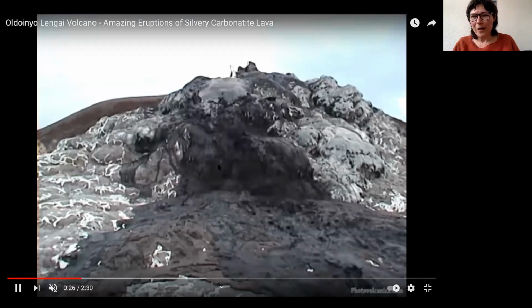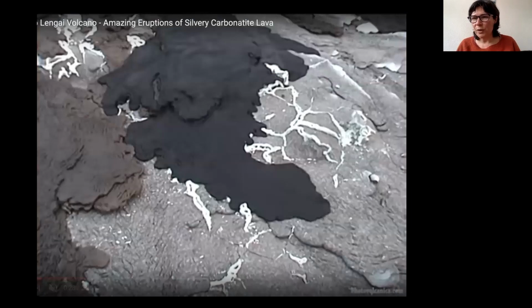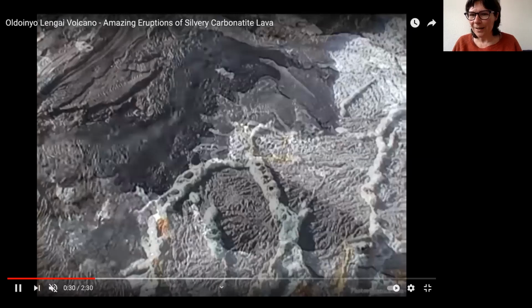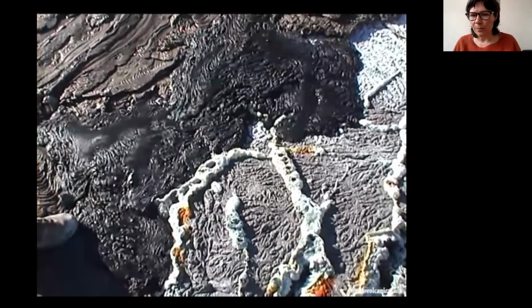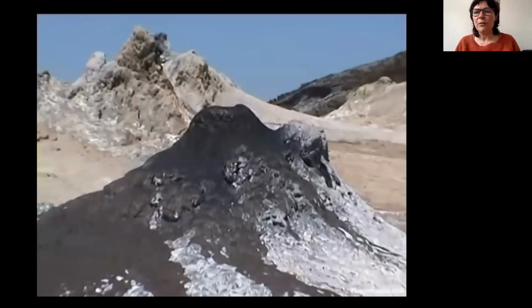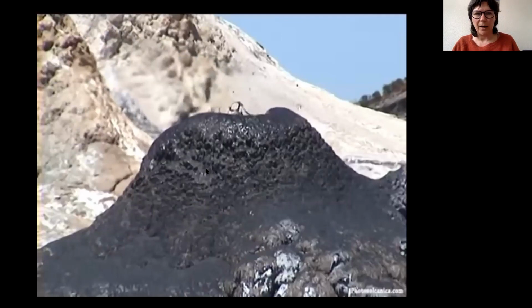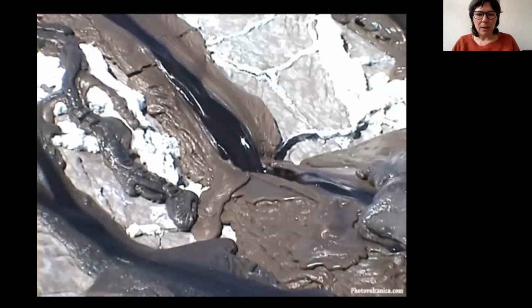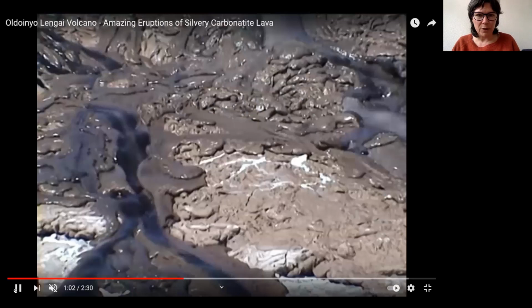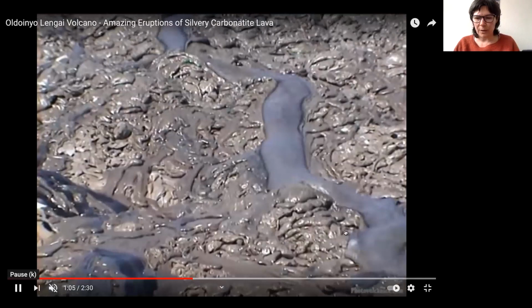You see, it's so special because it's called carbonatite. Instead of having only silica, it has carbon in the rock composition. And it is a very rare volcano. There are very few extinct ones and the active one, I think only this Oldonyo Lengai in the East African Rift. Very, very special volcano, yeah. So just to show you that there are different types of volcanoes.